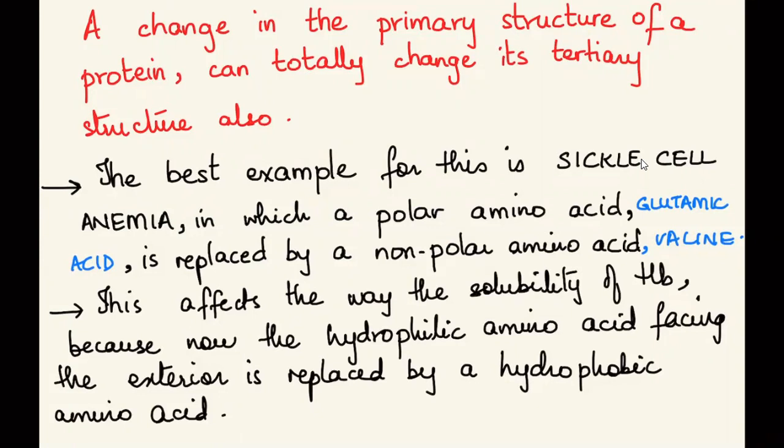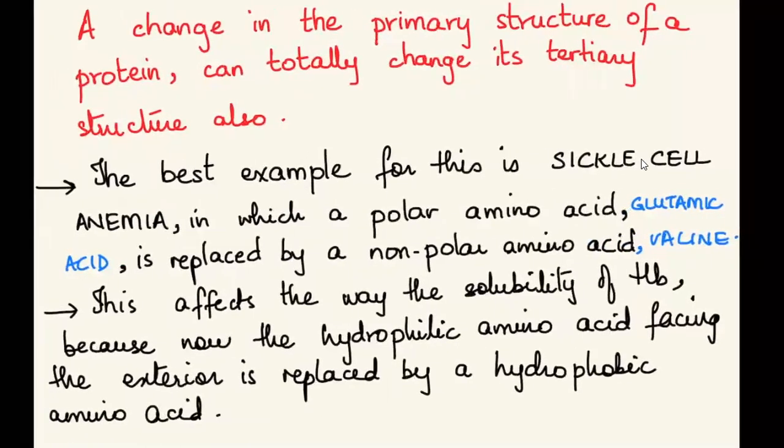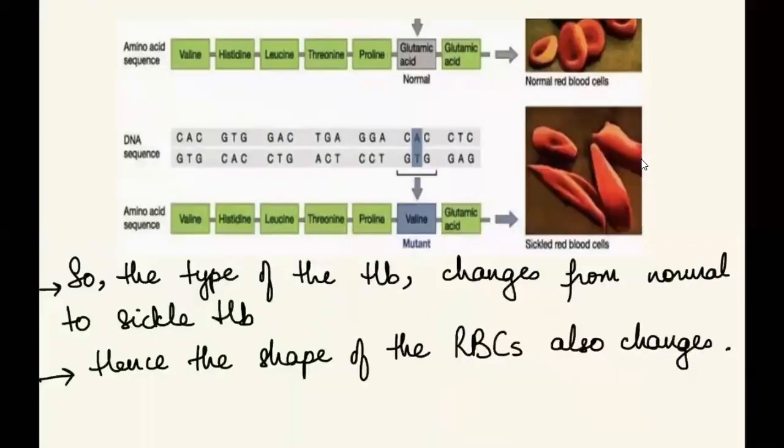To summarize, I can say a change in the DNA changes the base sequence, and a change in the base sequence changes the primary structure of the protein, and a change in the primary structure changes the tertiary structure of the protein. Is that making sense? Yes. Okay. So that's why you can now understand how important it is to know the correct concept of a primary, secondary and tertiary structure.